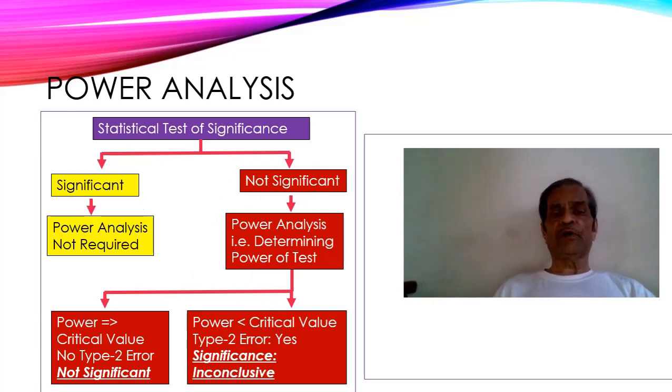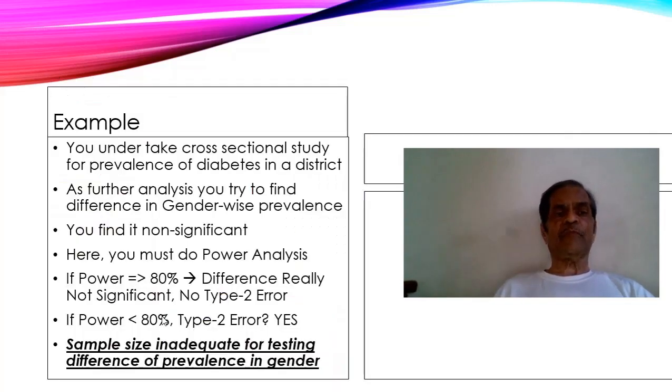So there are therefore three possibilities. One is significant, another is not significant. In not significant, it could be that the power of the test is equal to or more than the critical value, where we accept that it is not significant. But under the other situation, the result of the test as not significant remains inconclusive. We discuss an example.